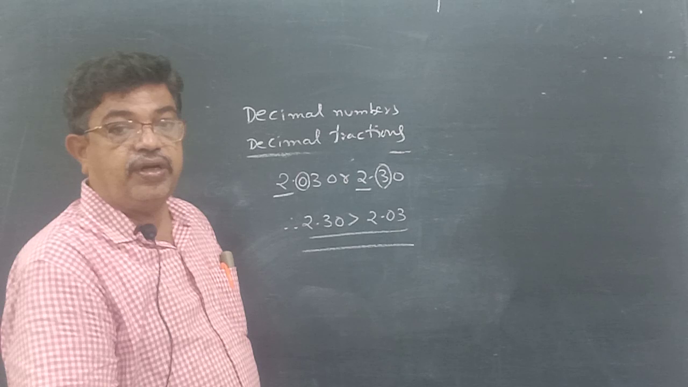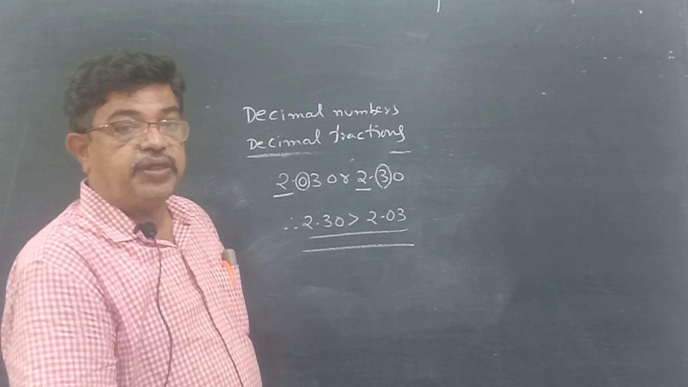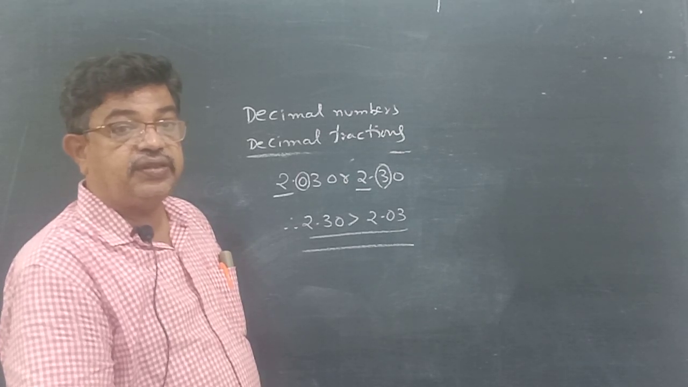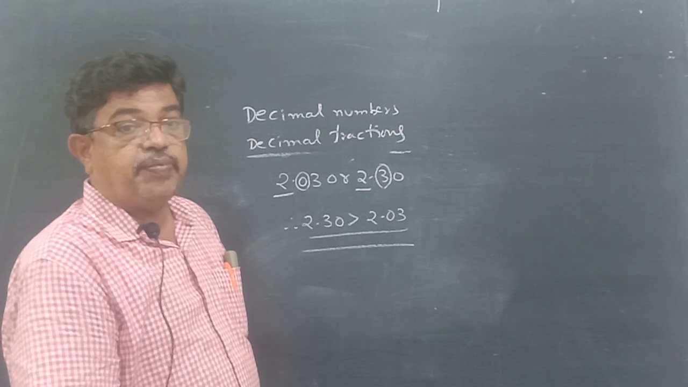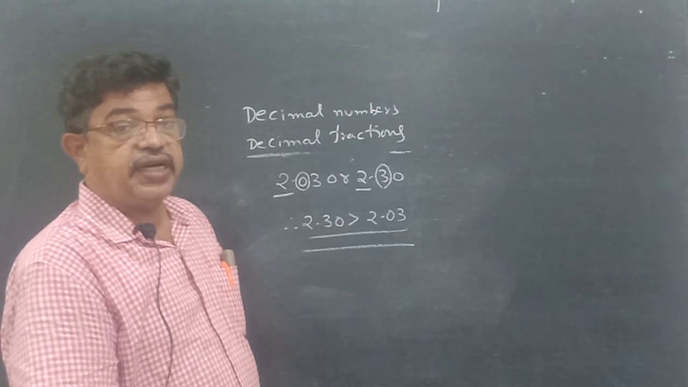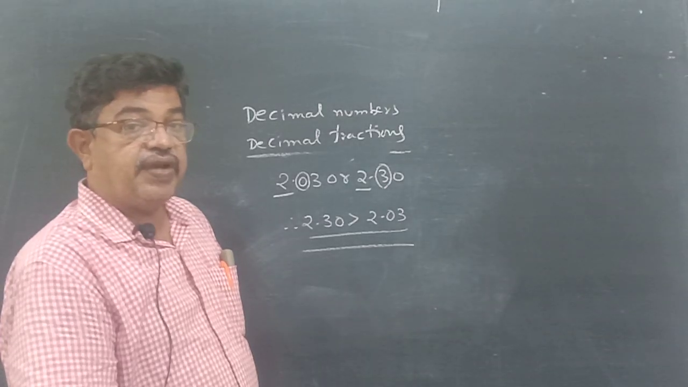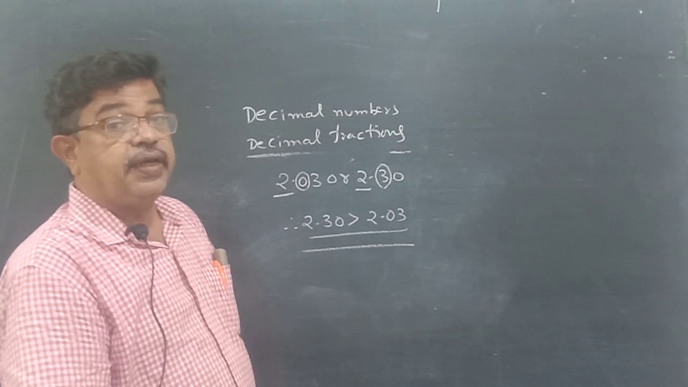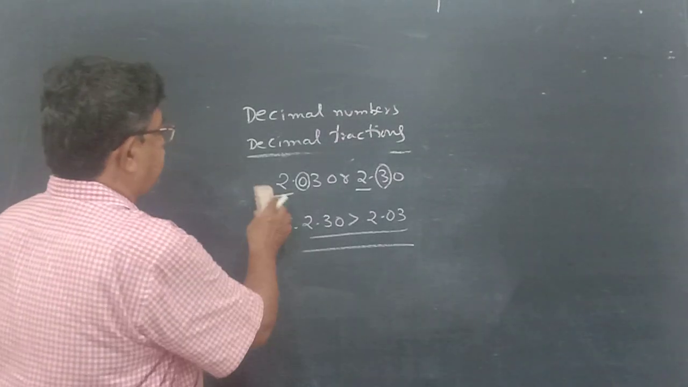First you compare the whole numbers. If the whole numbers are same, compare the decimal values. In the decimal values, first you have to compare the first decimal value. If the first decimal value is same, you have to compare the second decimal value. If the second decimal value is also same, then you have to compare the third decimal. We are going to do that model now.